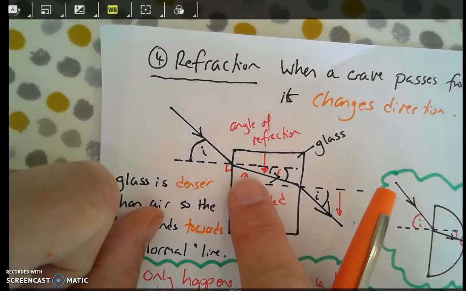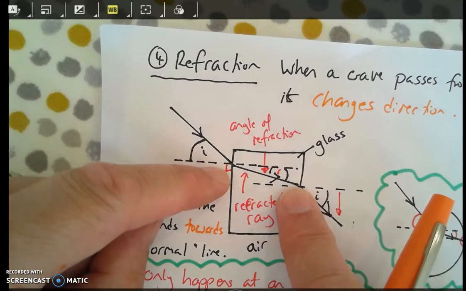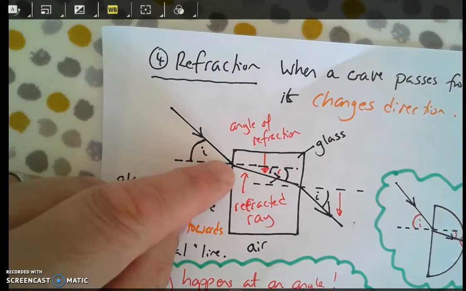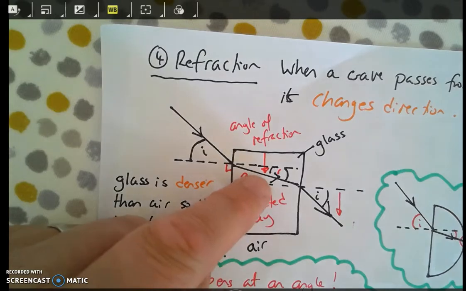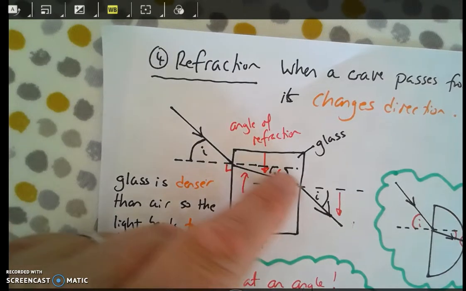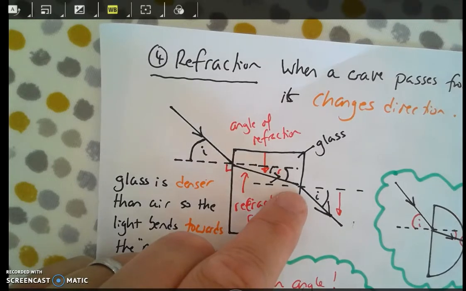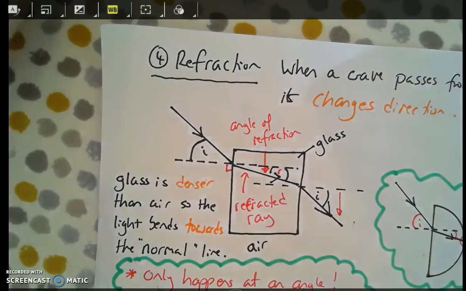We call the ray of light that's travelling through the glass, that's changed direction or bent, the refracted ray. Okay, so a ray of light hits a more dense medium which makes it refract or change direction, and it bends towards the normal because glass is more dense than air. When it leaves the glass block, it refracts or bends away from the normal because air is less dense than glass. Two more things you need to know about this.